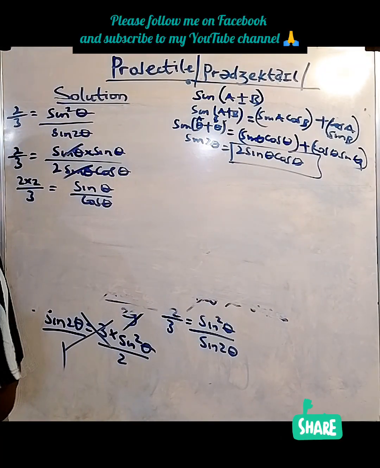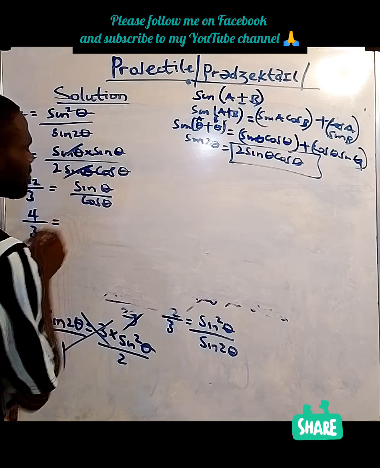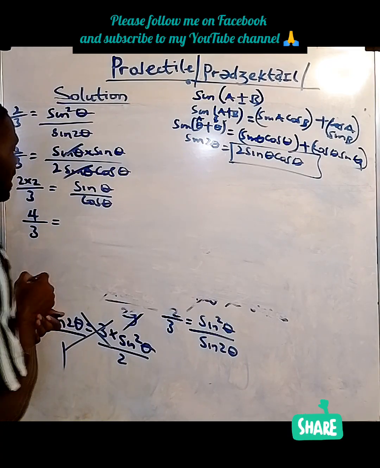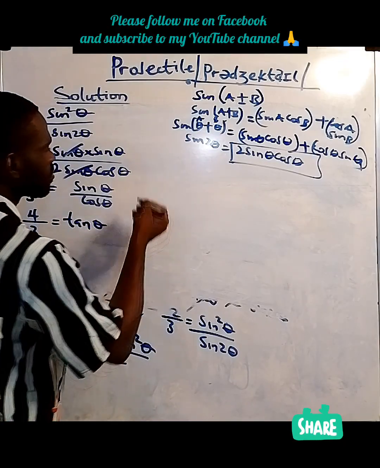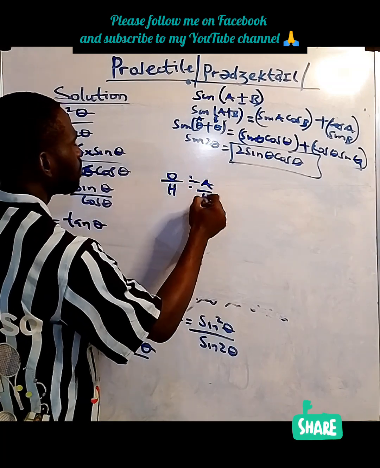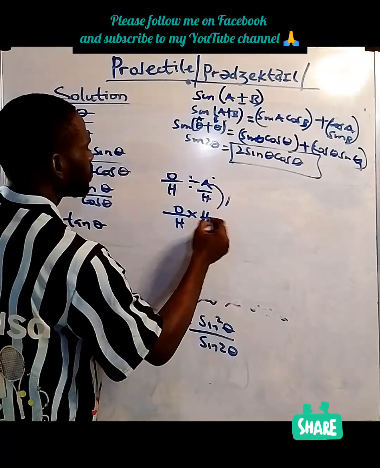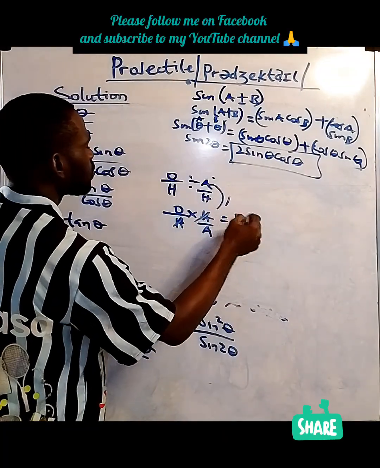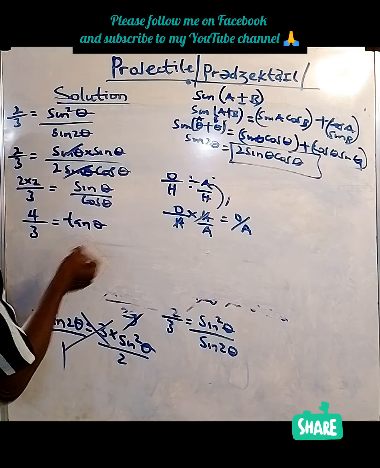So the next thing we have is 2 times 2 is 4 over 3 equals sine theta over cos theta. Well, what are we going to get? Sine theta over cos theta is tan theta. I hope you know that, very simple. Sine is opposite over hypotenuse, divided by cos, which is adjacent over hypotenuse. Division becomes this up and down: hypotenuse over adjacent. You're going to be left with opposite over adjacent, which is tangent. So tan theta.